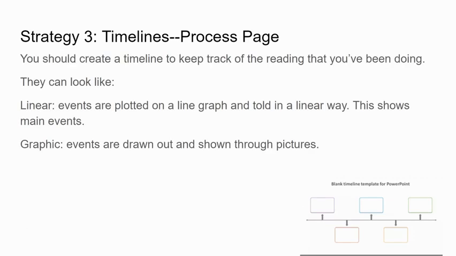The third and final strategy is about timelines. It's important to keep a timeline or create a timeline to keep track of the reading that you've been doing. They can be linear, and that means that events are plotted on a line graph and told in a linear way, like first thing, second thing, third thing. That would show main events. Or you could do it graphically. It's where events are drawn out and shown through pictures.